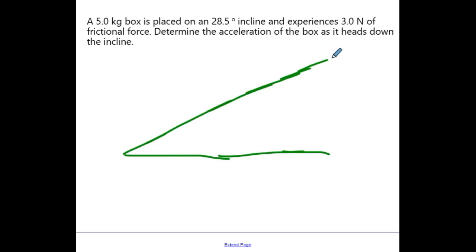We've got our inclined plane. And so the inclined plane is 28.5 degrees right here. And again, we have a box sitting on it. And I'm actually going to tell you how much friction we have this time. It's being pulled back by 3 newtons of friction. And that's all I'm given in terms of forces. But we know there's more.